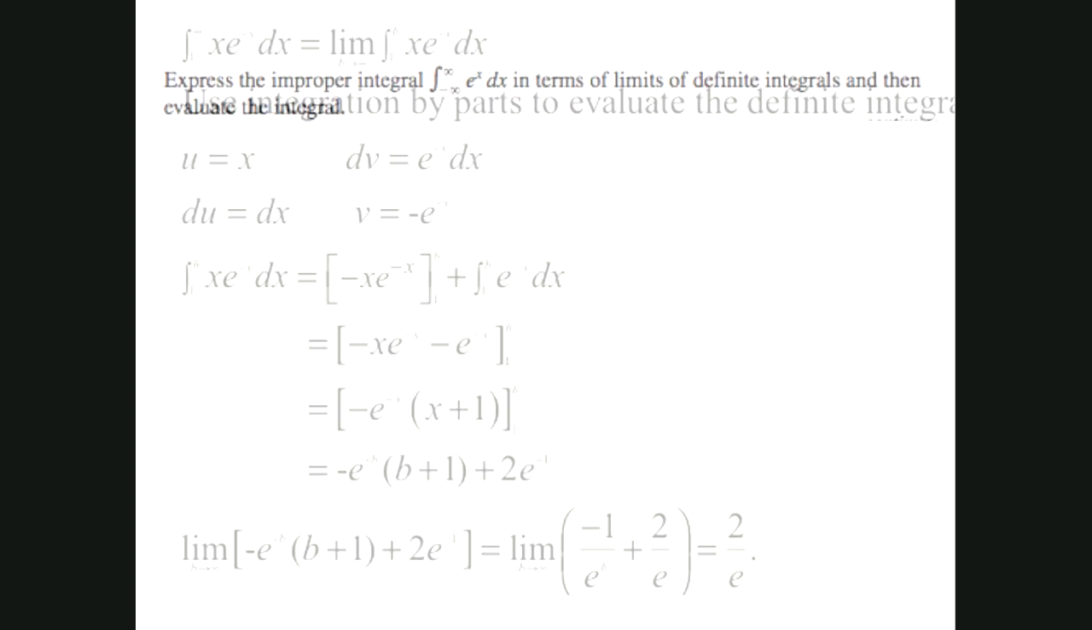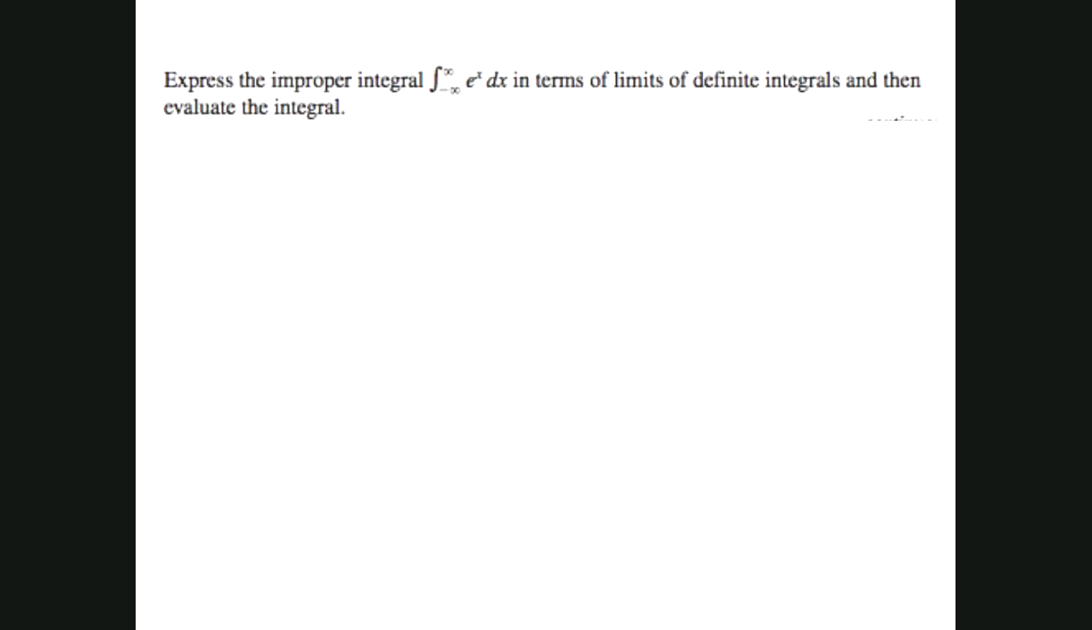All right. Now we have one that says we have an integral from negative infinity to infinity of e to the x dx in terms of limits. So we want to find the limit here. So first thing I'm going to do is just break it up into a couple of problems. I'm going to do the limit as b approaches negative infinity of the integral from b to 0.